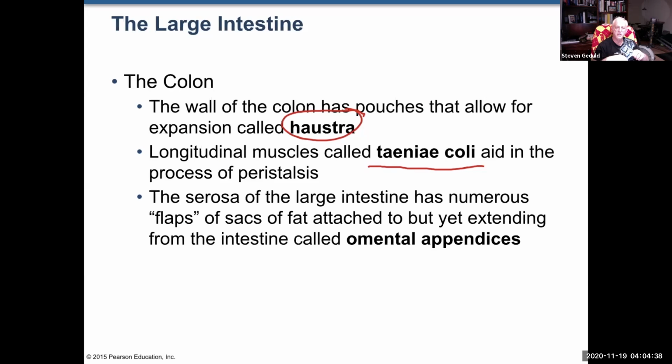The serosa has numerous flaps. Those are sacs of fat attached and extended from the intestine. They're called omental appendices. That's what helps protect the colon and keep it anchored into place.